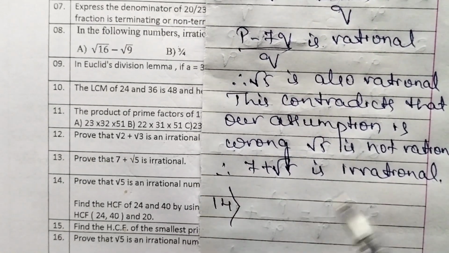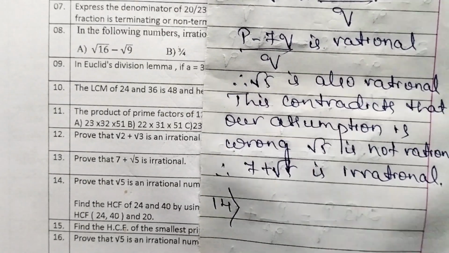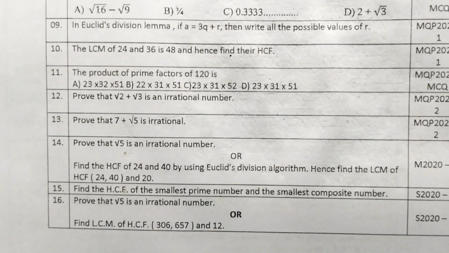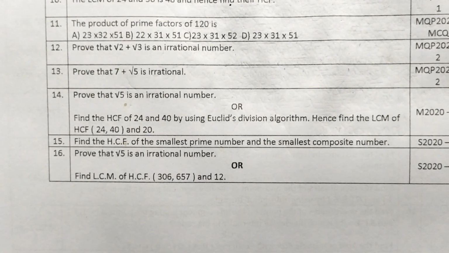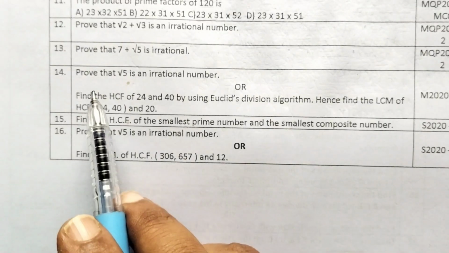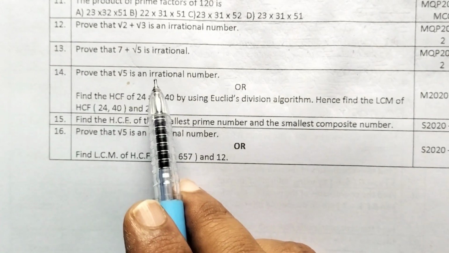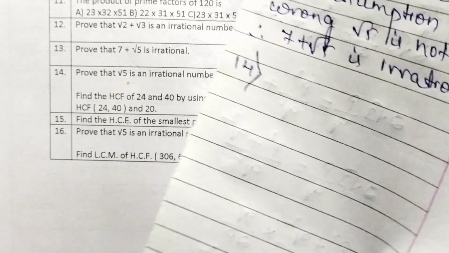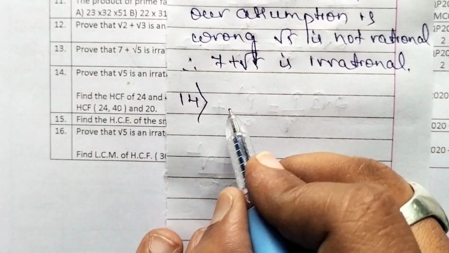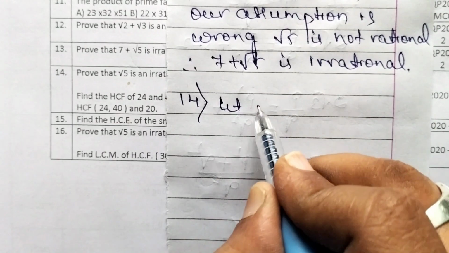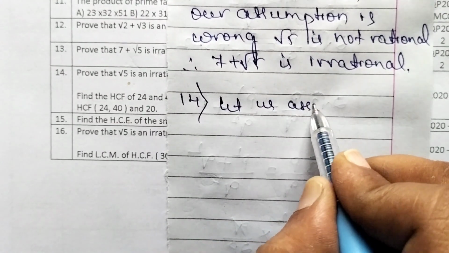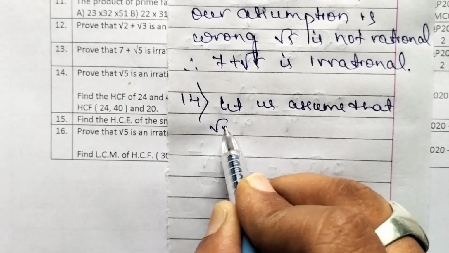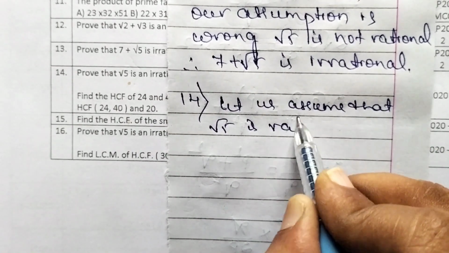Now let us move to the 14th question. In the 14th question there is an internal choice question. Now let us answer the 14th question. So let us look at it. Prove that √5 is an irrational number. So we have to show that √5 is an irrational number. So let us prove it. Let us write the first sentence. Let us assume that √5 is rational.